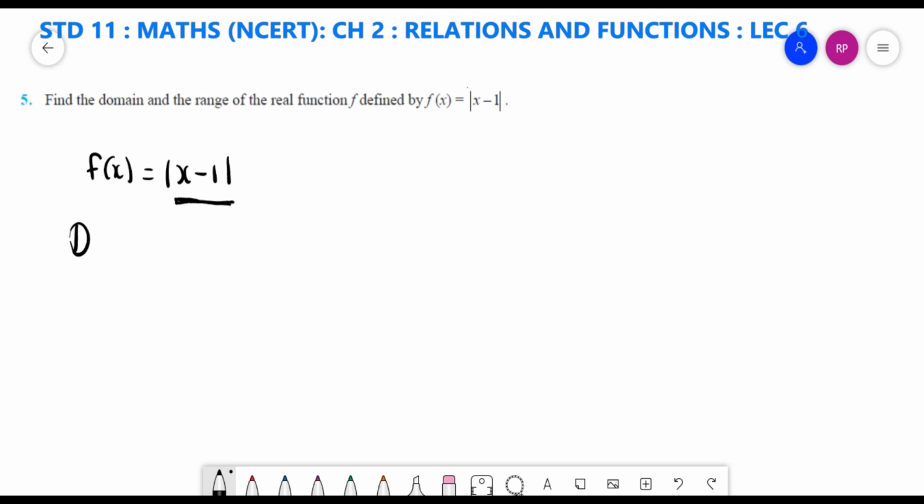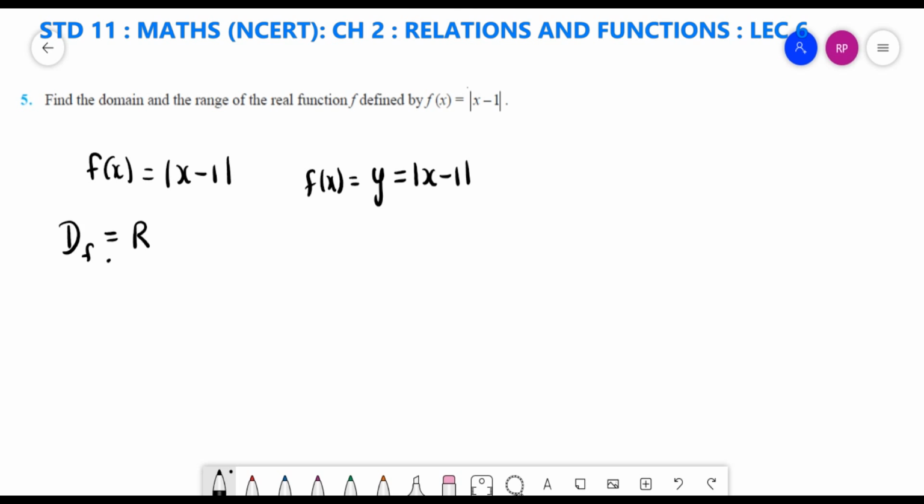So this means that the domain of the function will be equal to R. You can take any value. Clear? Now the range of the function. Now see, x − 1. When I take y equal to the modulus of x − 1, what is y? f(x).